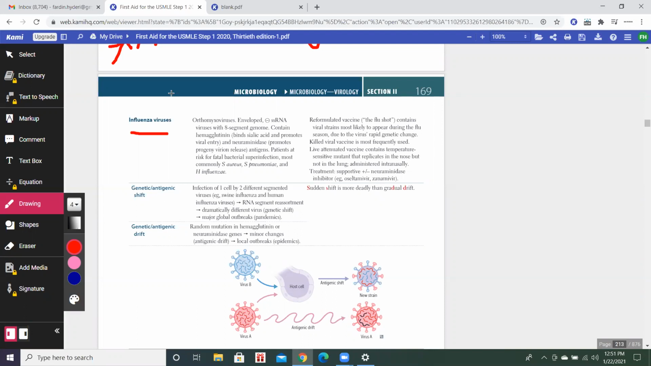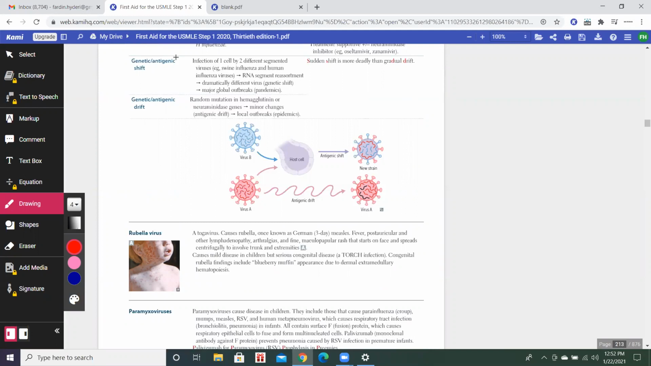Okay, now influenza. Let's talk about influenza virus. First of all, influenza is an orthomyxovirus. If it's an orthomyxovirus, is it enveloped or not enveloped? Fast answers, please. Orthomyxo, enveloped or not enveloped? Enveloped, is it single-stranded or double-stranded? Single-stranded, positive or negative? Negative. Right, that is negative.